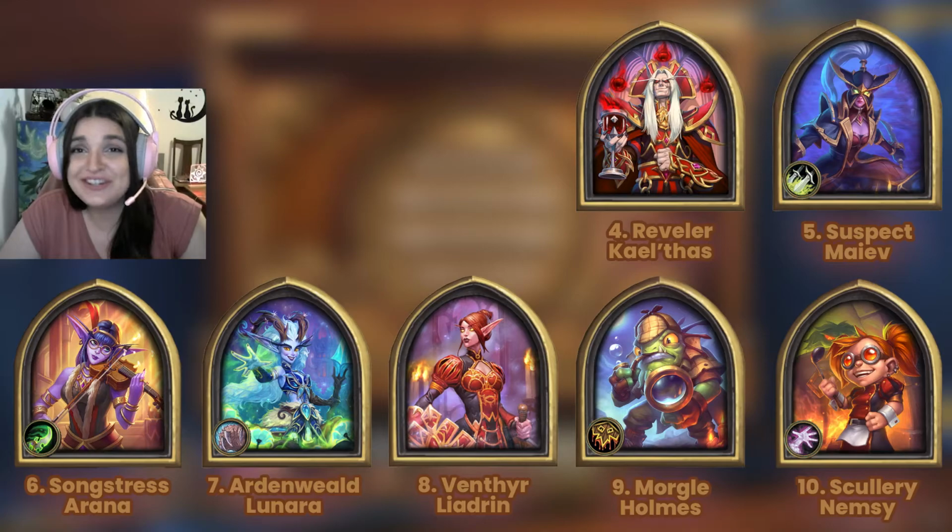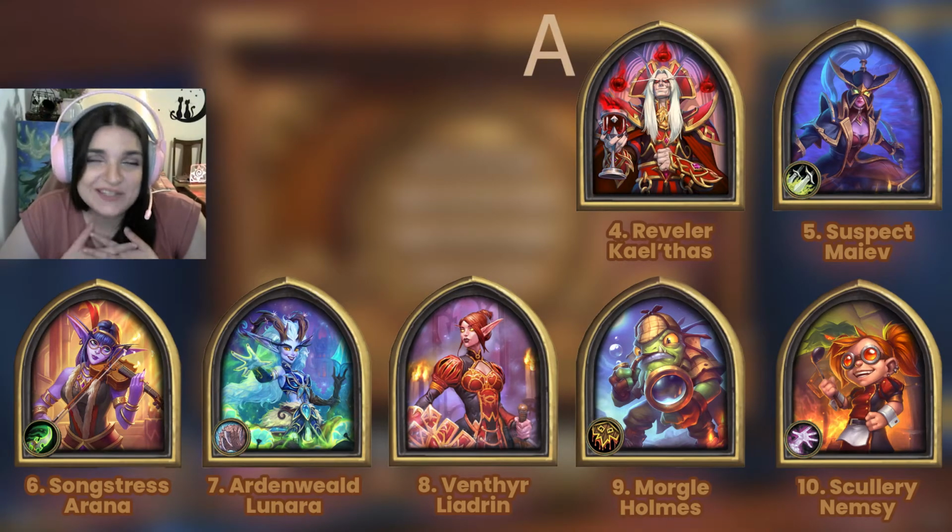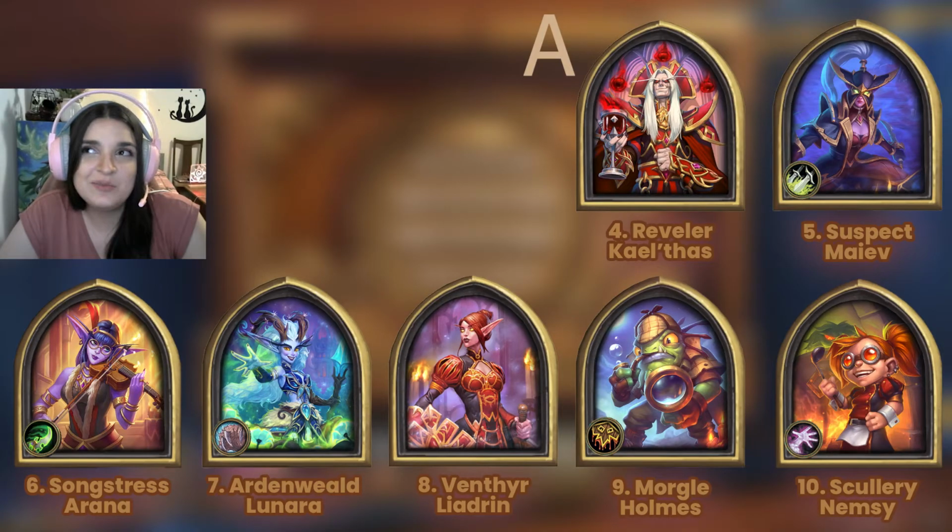Next one, the infamous spot number 4, is Reveler Kil'Thas. Its average tier is A, and I personally like this skin. I think I would also place it in A. Maybe I would place it a bit higher or in between A and S.